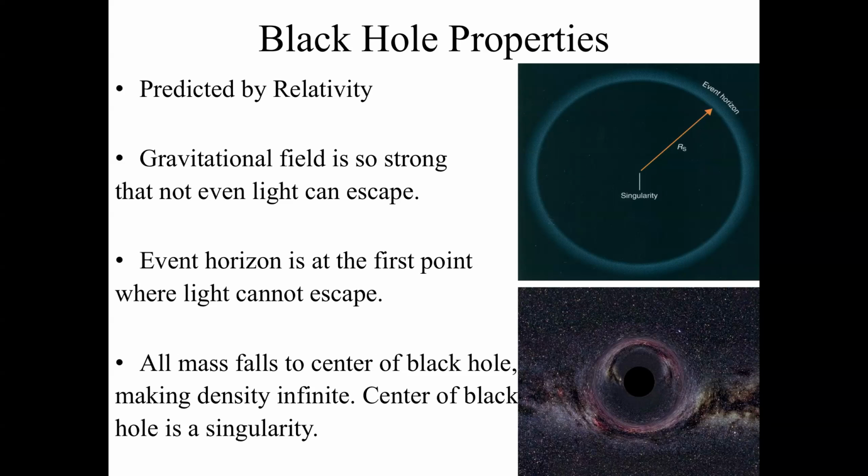A black hole is something where the gravitational field is so strong that not even light can escape. It's a singularity in space-time where things are bent completely. And the event horizon is the first point at which light cannot escape, and that's given by the Schwarzschild radius. The Schwarzschild radius is that distance to the point where light can't escape anymore. Inside of that, all mass falls in to this infinite density singularity at the center of the black hole.